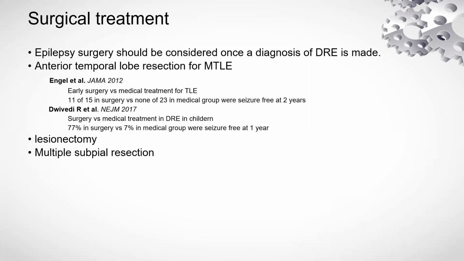Dwivedi et al. published their results in 2017 in NEJM for surgery in children, and they divided children with drug-resistant epilepsy into surgery versus medical groups, and they reported that 77% in the surgery group versus 7% in the medical group were seizure free at the end of 1 year. Other surgical techniques which are used include lesionectomy and multiple subpial resection, but the best results are obtained with anterior temporal lobe resection.